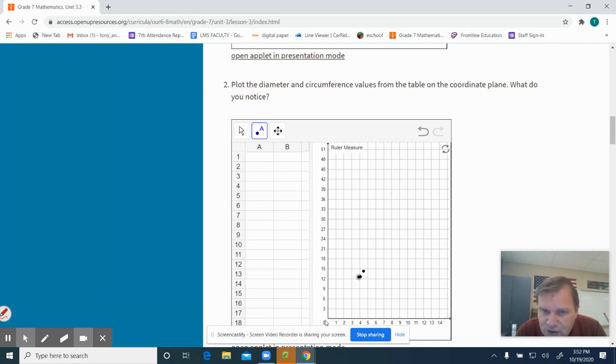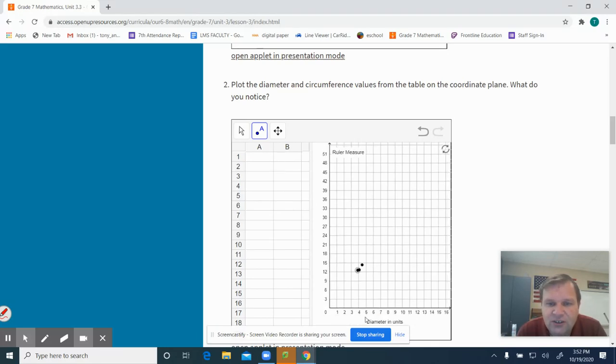Now, from previous units, we know that if it forms a straight line, it is a proportional relationship. So that means we're going to be multiplying something by the same thing. It said plot the diameter and the circumference. So if this was the diameter, this was the circumference, I've got to have that constant of proportionality, and that's what we're trying to figure out right now.